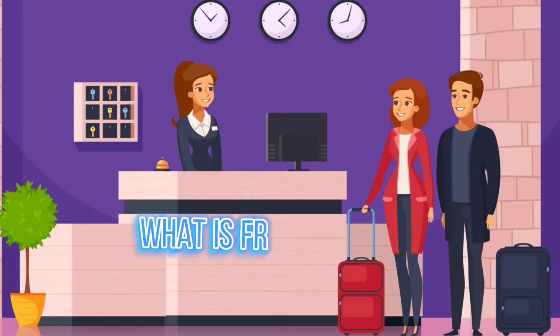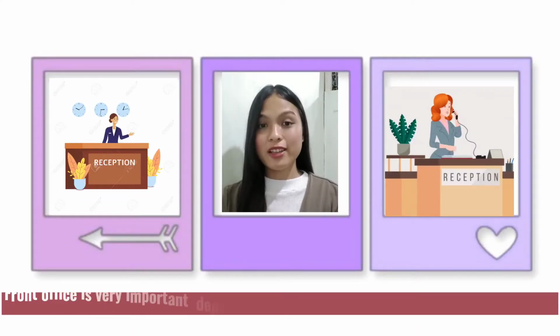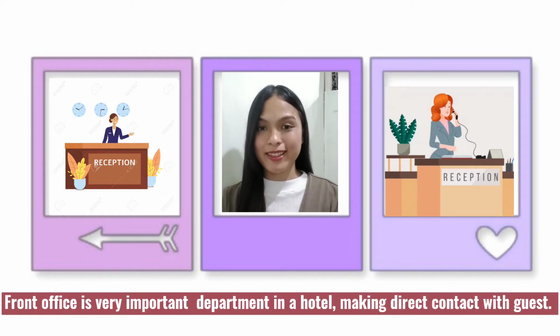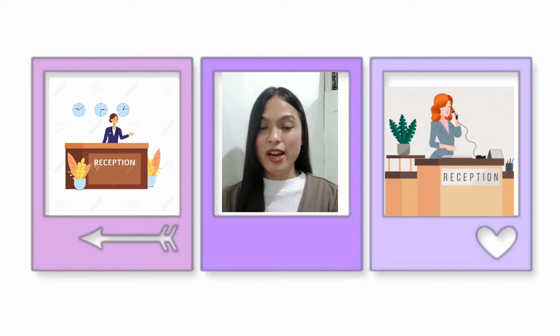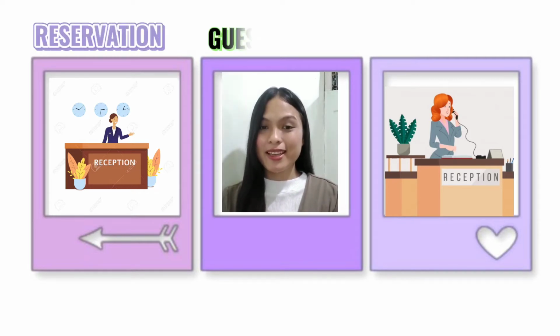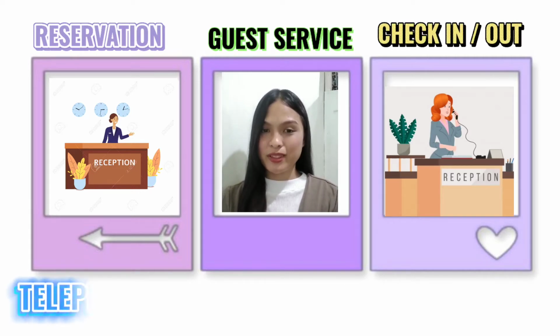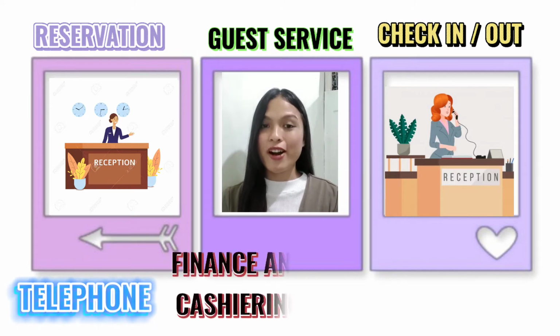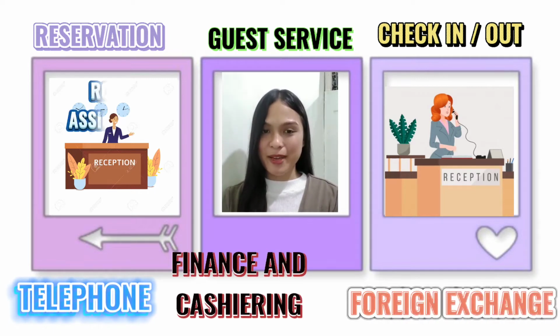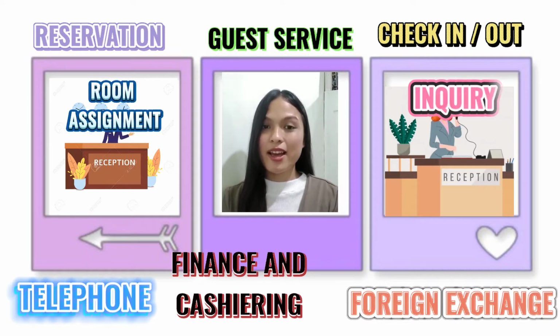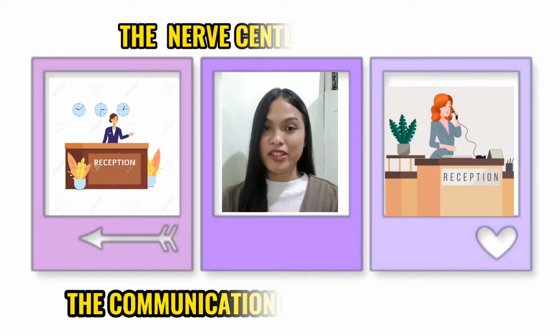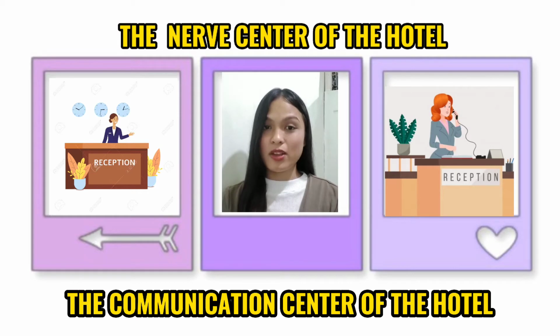What is front office? Front office is a very important department in the hotel, making direct contact with guests. The main function of this department is reservation, guest service, check-in, check-out, telephone, finance and cashiering, foreign exchange, room assignment, and inquiry. The front office is also called the nerve center of a hotel. It is also called the communication center of a hotel.